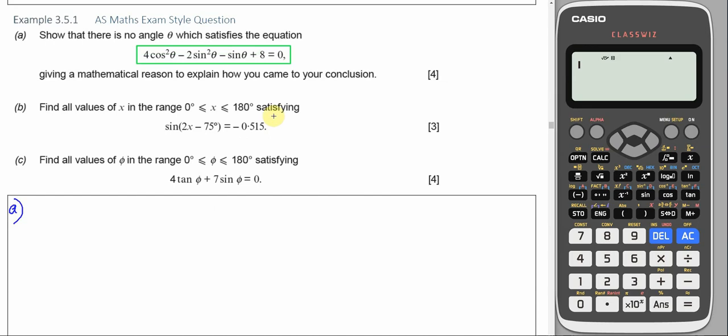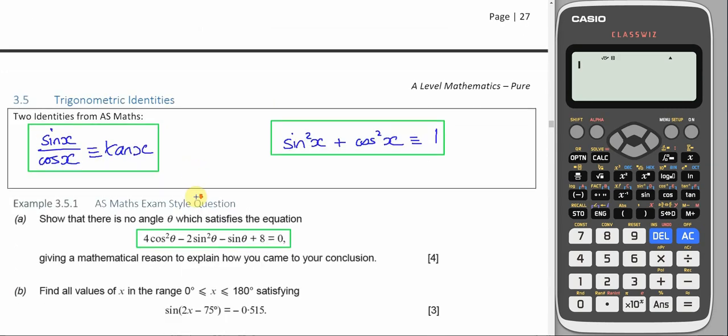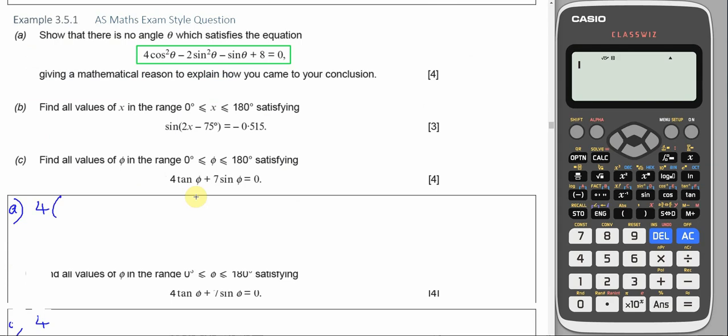We can easily substitute away a cos squared or a sine squared for something else, but substituting away the sine is not so easy. So for that reason, I'm going to get rid of the cos squared theta. Not just cross it out, but replace it with something it is definitely the same as. So using the identity that cos squared x plus sine squared x is always equal to 1, I can rearrange that and replace cos squared theta with 1 minus sine squared theta.